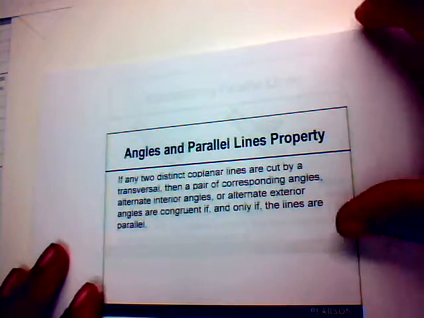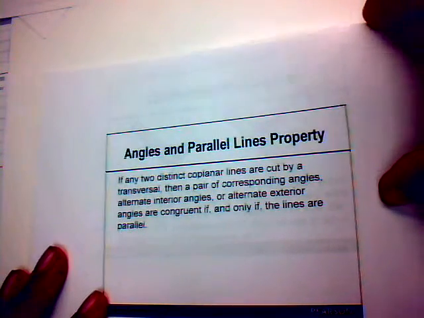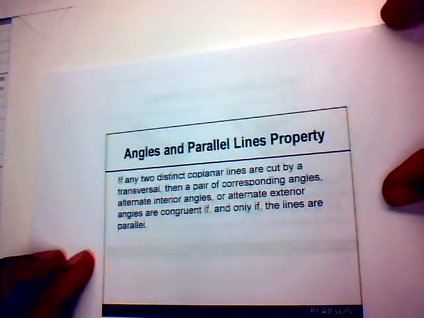Okay? That's the important property that you have to be familiar with: corresponding angles, alternate interior angles, and alternate exterior angles are going to be congruent if and only if the lines are parallel. And you must have two distinct coplanar lines being cut by that third line, which is called the transversal.